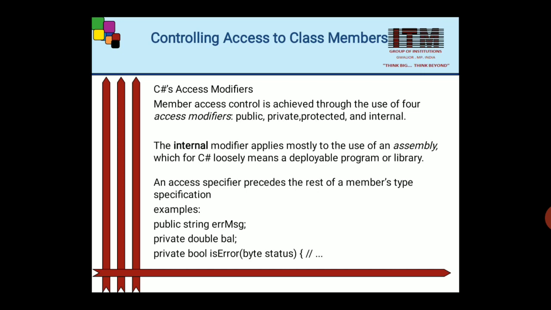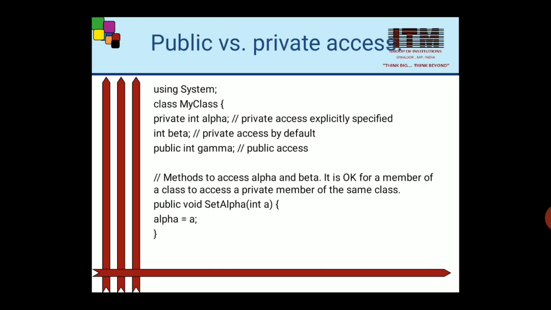To understand the difference between private and public, we just look at an example like here. As you can see, inside the MyClass, alpha is specified as private, beta is private by default, and gamma is specified as public.